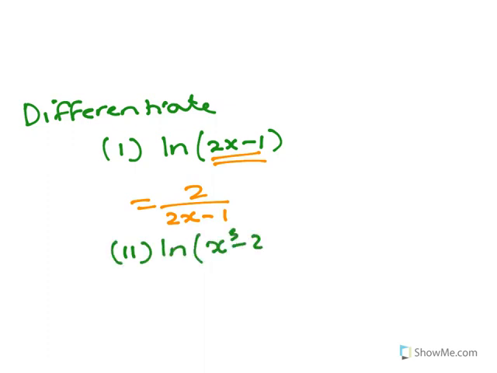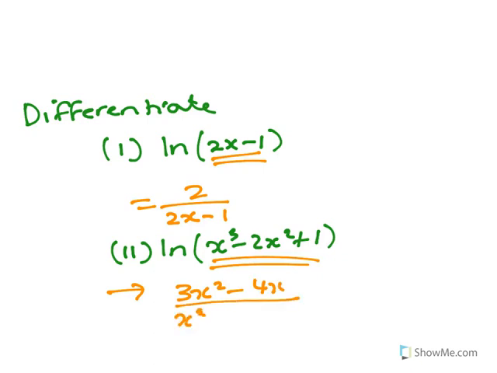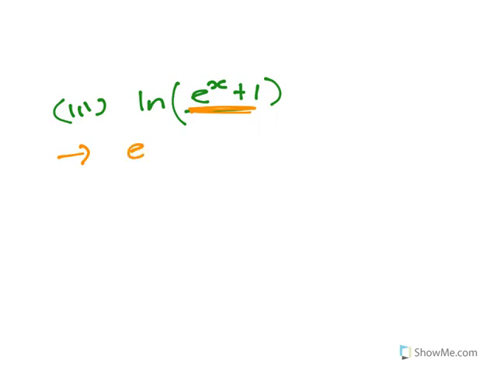Ln of x cubed minus 2x squared plus 1, the derivative would be derive the inside, which is 3x squared minus 4x, and the derivative of 1 is 0, over the original function. So let's look at ln of e^x plus 1. The derivative of e^x plus 1 is e^x, the derivative of 1 is 0, and e^x just goes to e^x, and it's just over e^x plus 1.